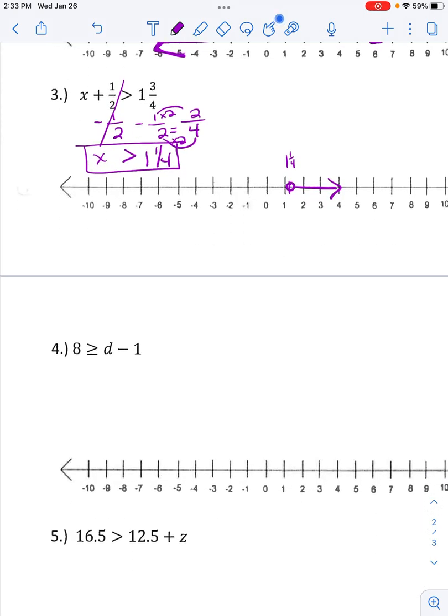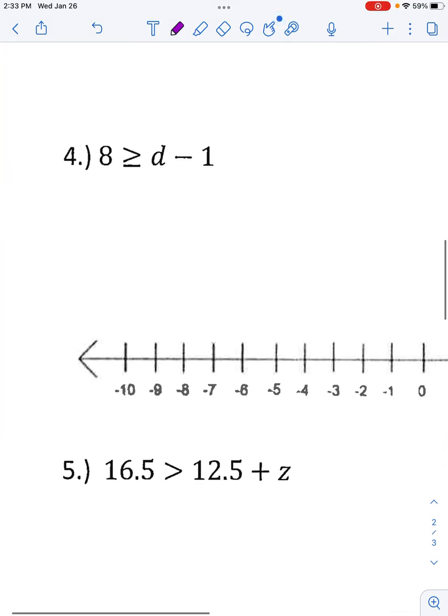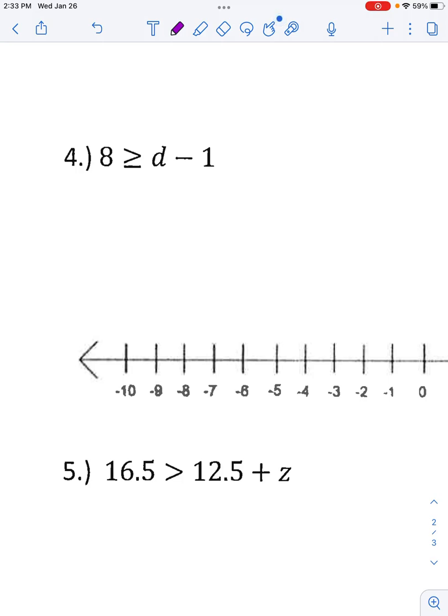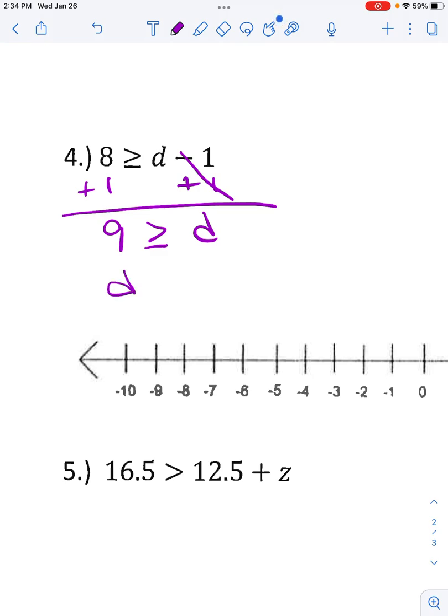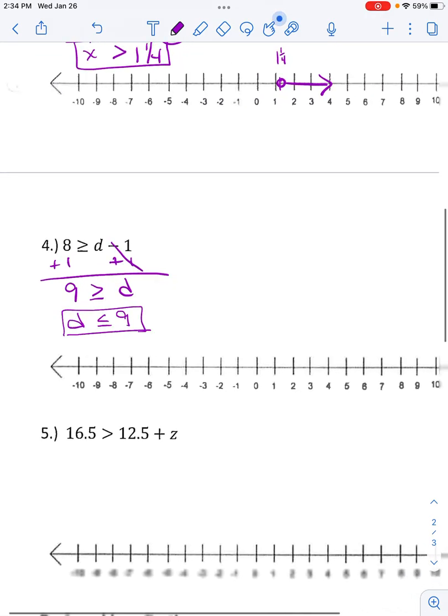Okay. If you look at number 4, automatically you should be thinking, ooh, that variable is on the wrong side. We can go ahead and solve by doing the inverse operation. It says d minus 1, so we can do the inverse and add 1. Bring down your d, bring down your inequality, solve. However, before you graph, now you'll want to flip it, okay? So we're going to flip everything. So instead of saying 9 is greater than or equal to d, we're going to flip it and say d is less than or equal to 9.